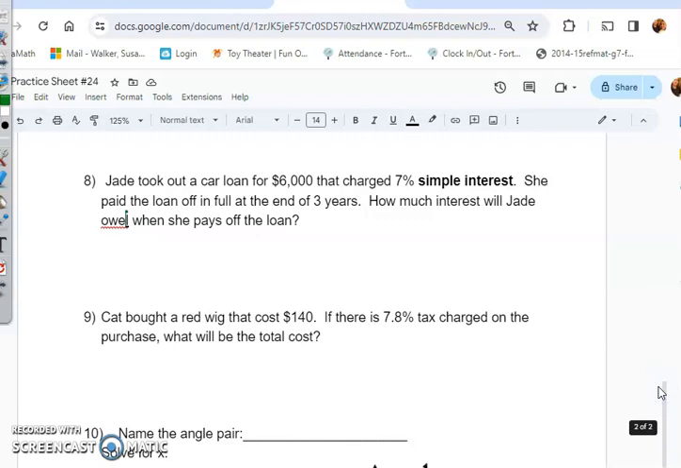Number 8, we haven't done this in a while. This says, Jade took out a car loan for $6,000 that charged 7% simple interest. Whoop, that's important right there. She paid the loan off in full at the end of 3 years. How much interest? So it says in full here. When it says in full, that makes me think add. But then it just says how much interest will Jade owe when she pays off the loan. Okay, looks like I have an extra letter in there I'm going to get rid of real quick.